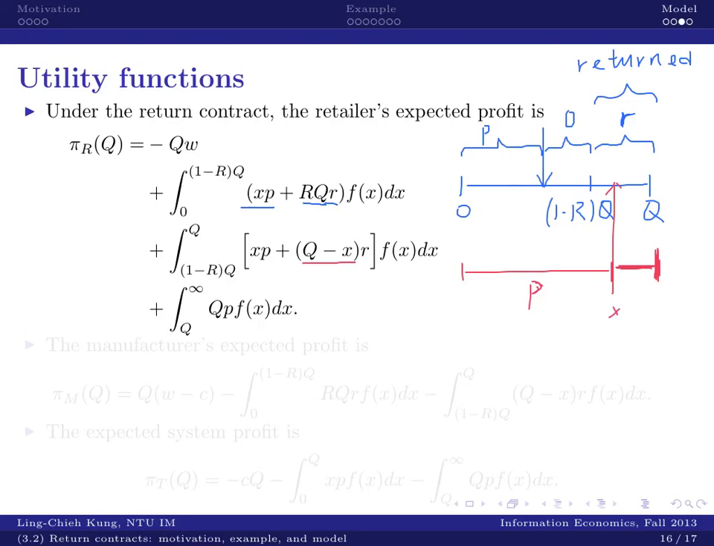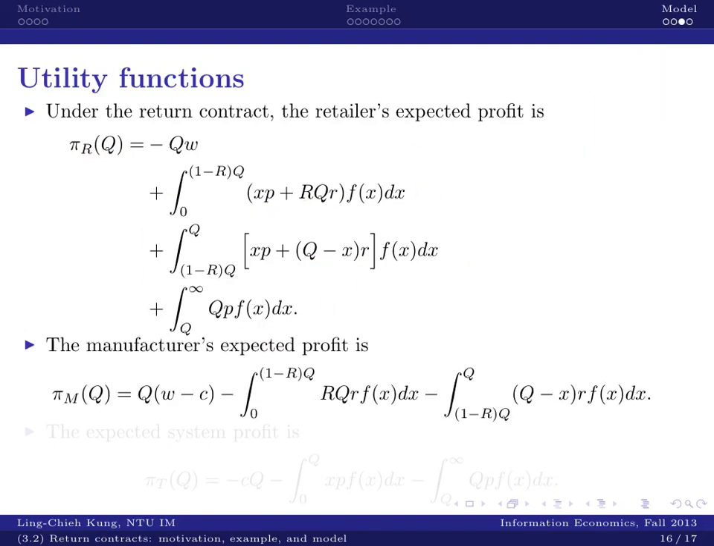Okay, so that's good. And finally, there is something that is somewhat easier. When the demand is higher than capital Q, we go back to the usual newsvendor situation. You're going to sell Q units, and there is nothing left. You cannot return anything, and all of them generate P dollars per unit. So yeah, that's how we get the retailer's expected profit function as the sum of everything here.